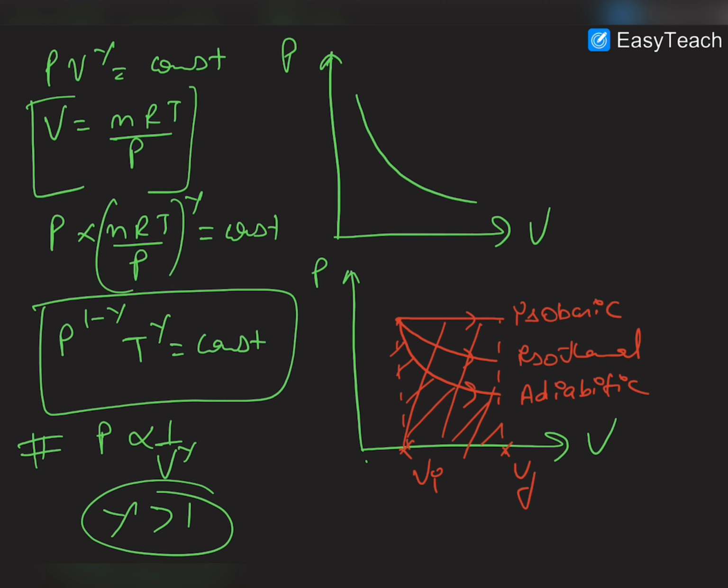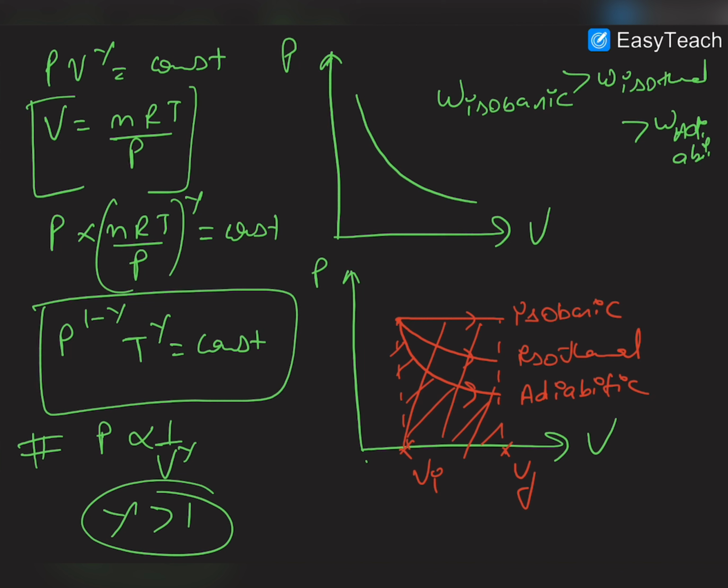So I can say that the work done in isobaric process is highest, then the work done in isothermal process, and then the work done in adiabatic process. So this is the sequence of work done in these three processes. The highest work done is for isobaric process, and the lowest work done is for adiabatic process. And this is obviously when the change in volume is same for all of these three processes.